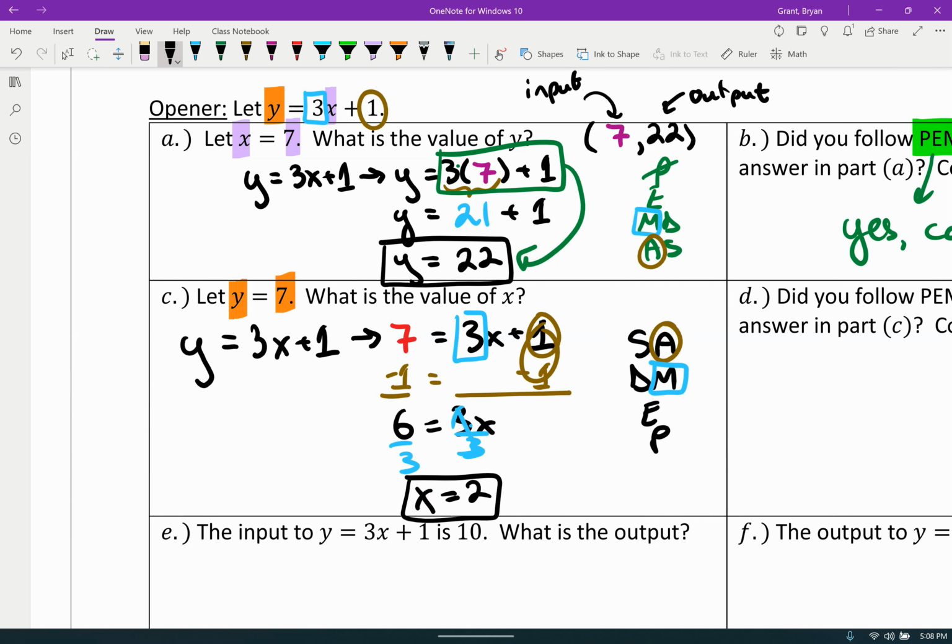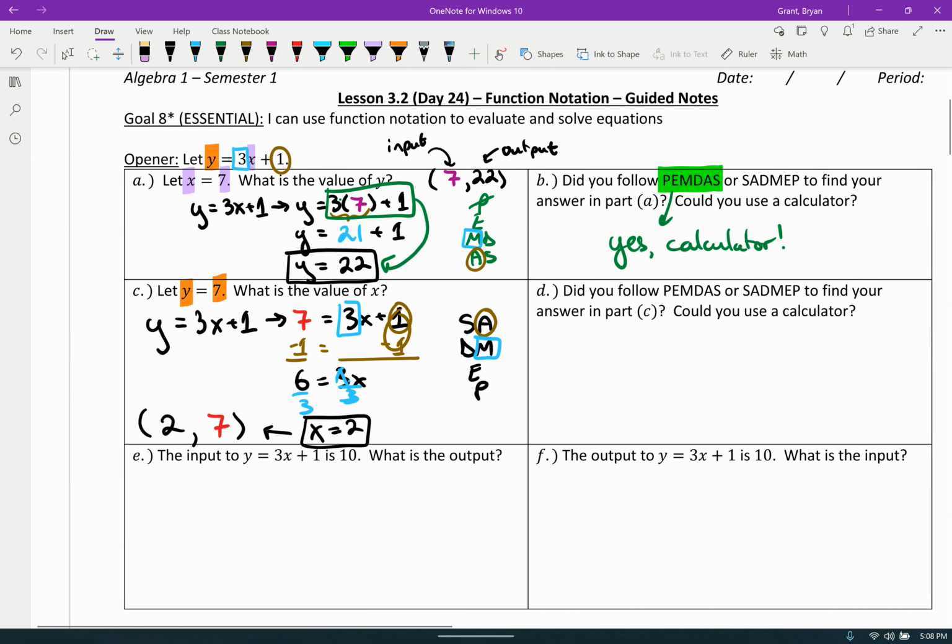So what did we do here? Well, this one was kind of backwards. For this one, they gave us the output, or the y value of 7, and we had to work backwards to find the input of 2. Now, if you substitute 2 in here and do the math, guess what you'll get as an answer? Well, 7, of course. Did you follow PEMDAS or SADMEP? We covered that we followed SADMEP.